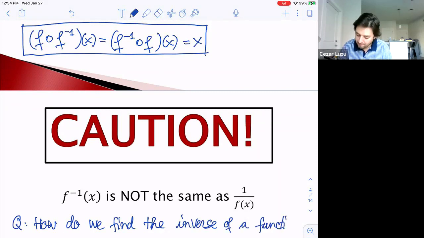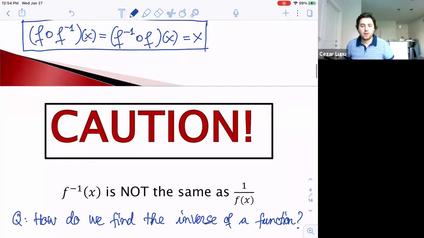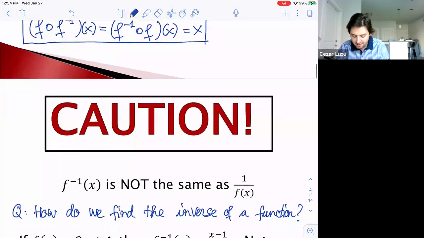Right? So that's the big question we would like to answer. In other words, given a function f, is there a way for us to find f inverse, not 1 over f? So when you see f to the negative 1 of x, you will immediately know that that's the inverse. It's not 1 over f. Otherwise, you will be asked to find 1 over f.